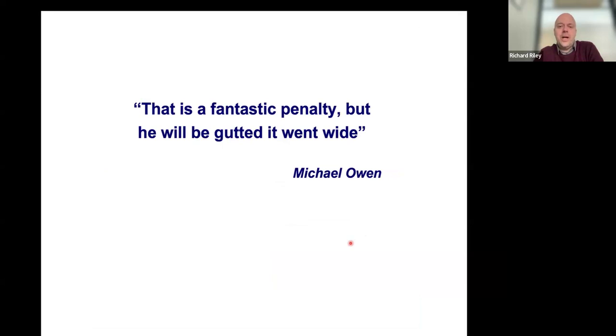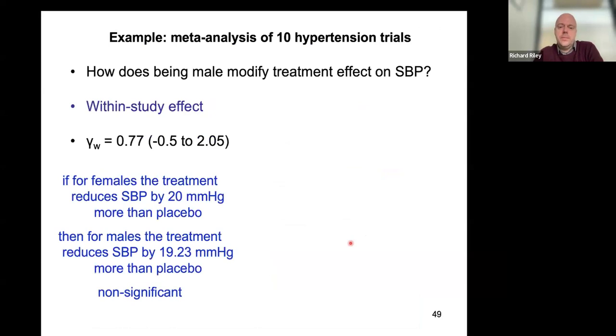So what I don't want you to be doing is analyses that you think are fantastic, but actually you've missed. And this is what you would be doing if you did a meta-regression here. So remember, this is the result based on the IPD meta-analysis. I have shown that there's no significant effect. The effect is small. So thinking about this in real terms, if we thought the treatment effect reduced blood pressure by 20 millimeters of mercury in females, taking off 0.77, then for males, it would be 19.23 effect. So it's not significant, barely any difference.